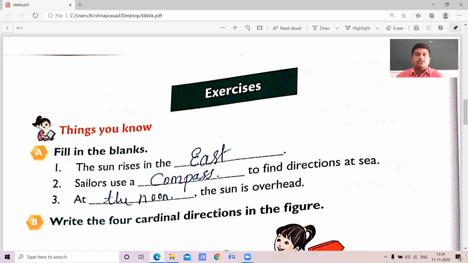Fill in the blanks with the suitable words. It is very common, you already learnt in the previous class, right, children? The sun rises in the dash. Everybody knows this answer. Where does the sun rise? The sun rises in the east. When you are facing towards the sun, that is east. The sun always rises in the east.